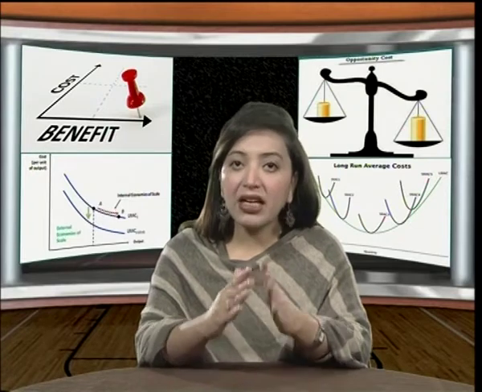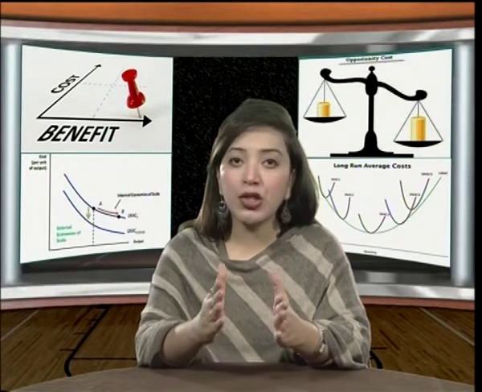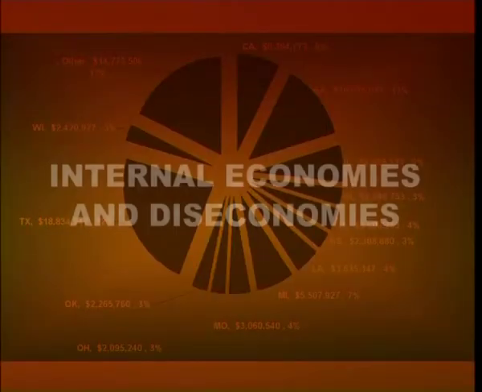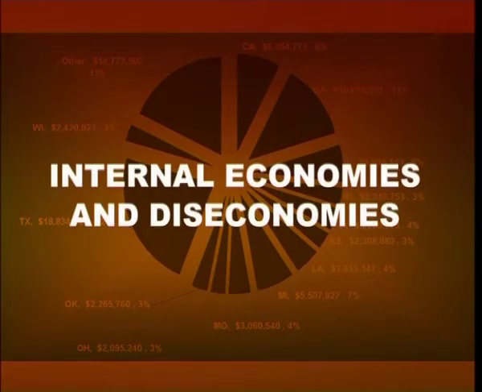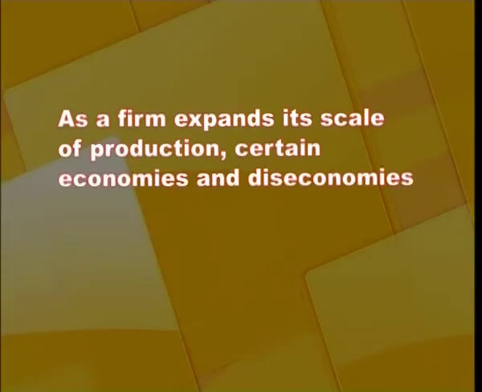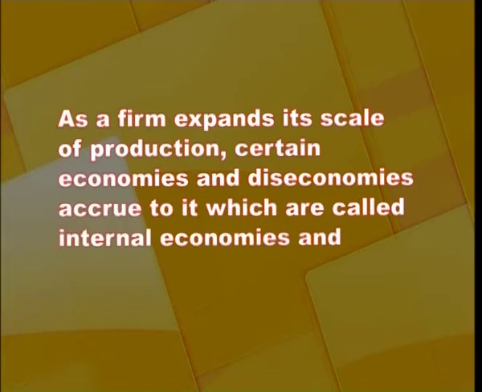When a firm expands its size to the lowest unit cost of production, it operates at its full capacity. As the firm expands its scale of production, certain economies and diseconomies accrue to it, which are called internal economies and diseconomies.